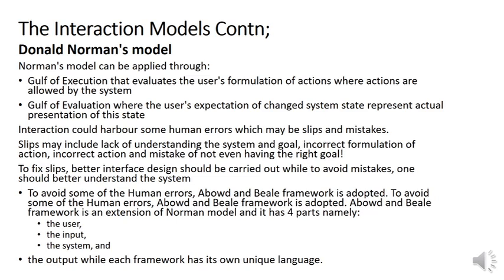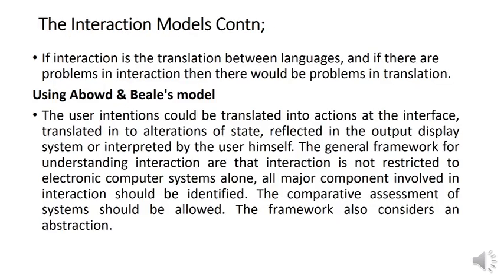The framework is an extension of the normal model, and it has four parts, namely the user, the input, the system, and the output, while each component has its own unique language. If interaction is the translation between languages, and there are problems in interaction, then definitely there will be a problem in translation. If your interaction is wrong, translation will also be wrong.